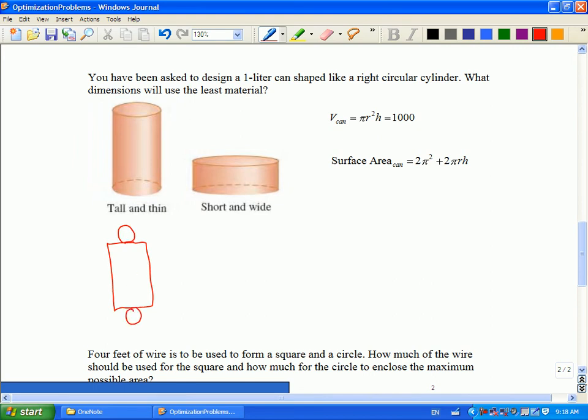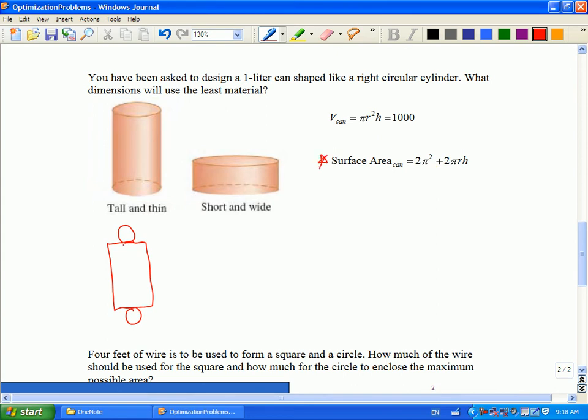Right, the middle piece is actually a rectangle. It just unravels the pop can. It used to be a cylinder, and then it unravels into a rectangle. And then the 2 caps on the end of it are those 2 circles at the top and bottom. So that's how I can get this formula here, the surface area.